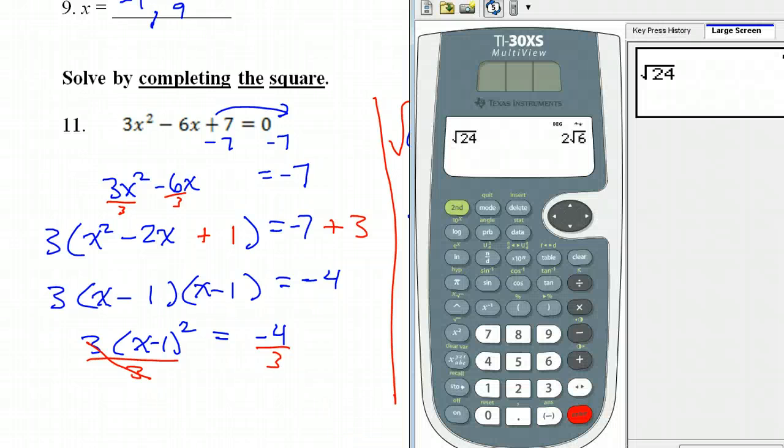Now, I'm not sure if your calculator will do the square root of 4 over 3. I don't think it will, but I'm going to try. Whoops, I messed up. Let's see, square root of 4 over 3. No, it just gives you a decimal, and that's definitely not what I want.